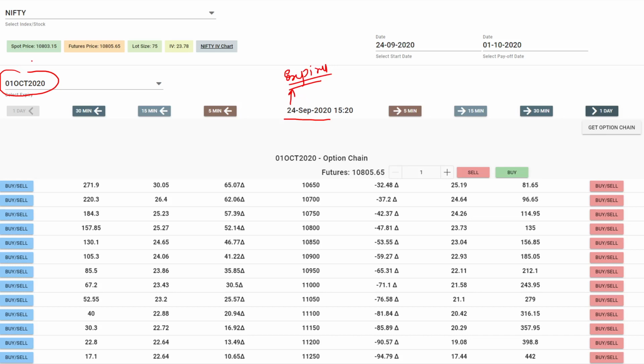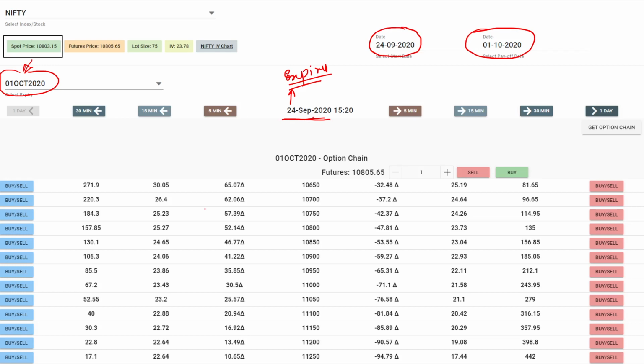So that is the reason I have selected the option which has an expiry date of 1st of October. But the day on which we are going to initiate the trade is 24th of September. So this is the day on which I have initiated the trade, and this is the expiry date. I hope you get this particular idea very clearly.